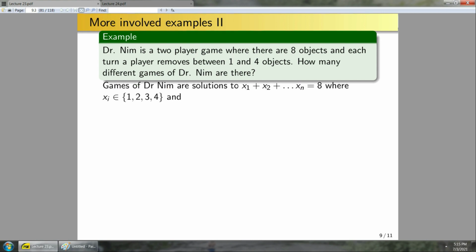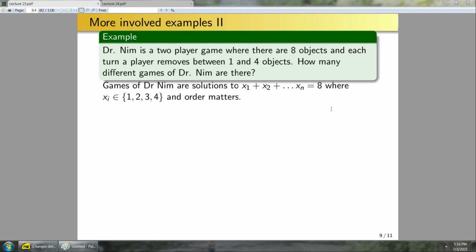Games of Mr. Nim are going to be solutions to this equation here, where all of the xi come from the set 1, 2, 3, and 4, and order matters. So x1 is different than x2, so these are different bins. These terms here are all distinct. So there's kind of a problem sitting here, right? I do not know what each of these xi terms are, and I do not know what n is. So ultimately, I need to do some case analysis somewhere to solve this problem.